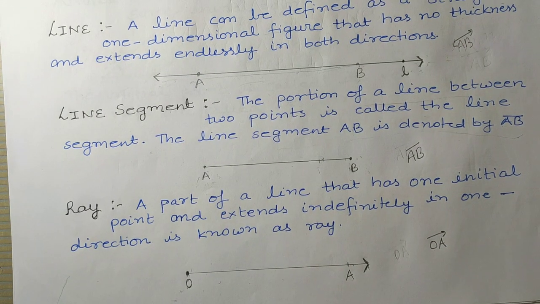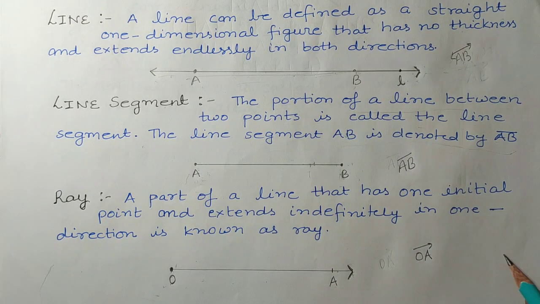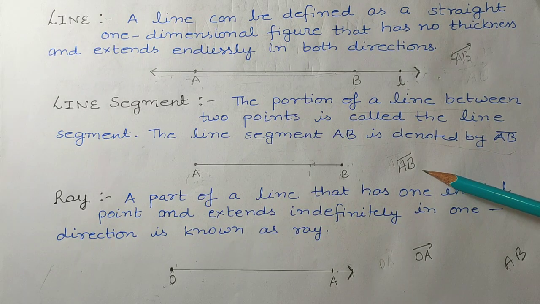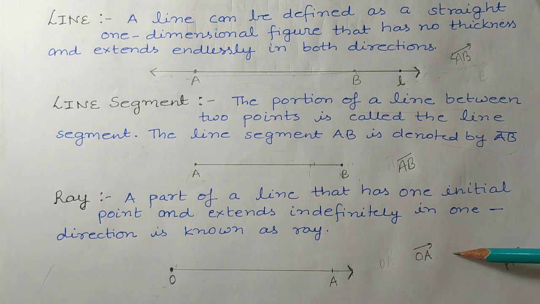For convenience, students, we generally denote all the three by only AB. Wherever you see, for our convenience we write only AB for all the three terms. But the proper method is, for a line we use this or a small letter, for a line segment we use this, and for a ray we use this.